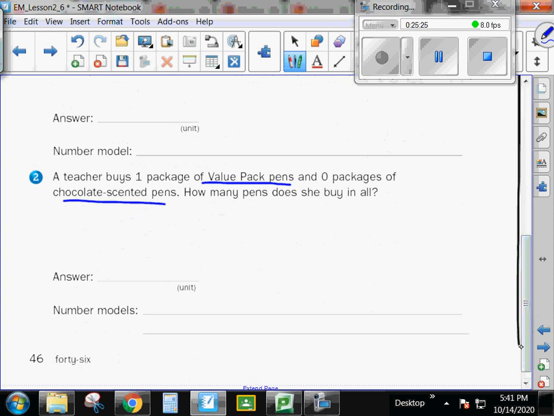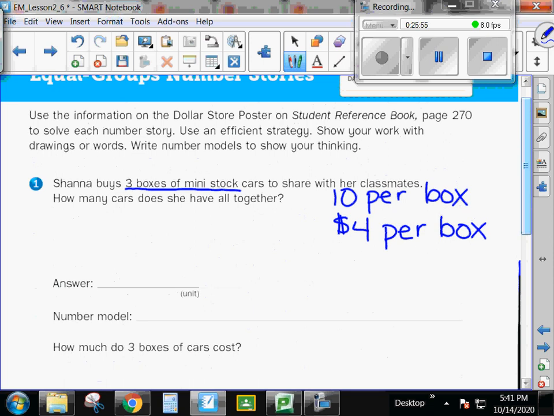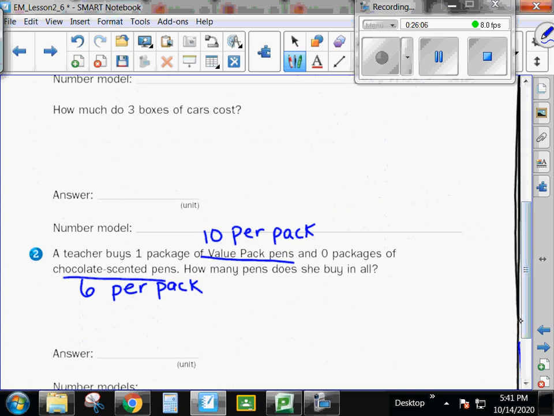So value pack pens, there are 10 per pack. Okay, in the chocolate scented pens, there are 6 per pack. All right, and then I don't think it asks you how much money on that one, so we don't need to know how much they cost. All right, so that's the information that you need, so hopefully fill that in your workbook. Up here for the mini stock cars, there's 10 cars per box, and it's $4 per box. And then down here, you need to know that there's 10 per pack of the value pens and 6 per pack of the chocolate scented pens. Go ahead, pause the video, work out the problems, and then turn the video back on to check yourself.